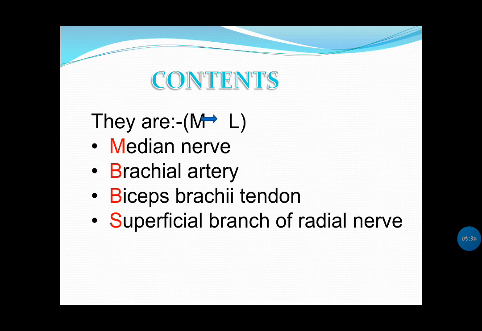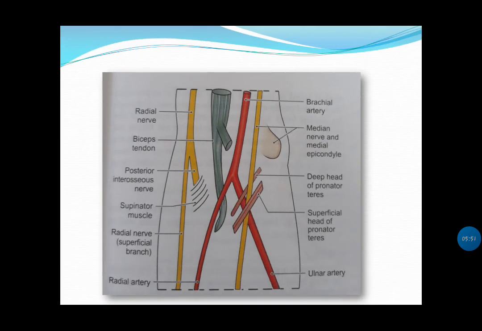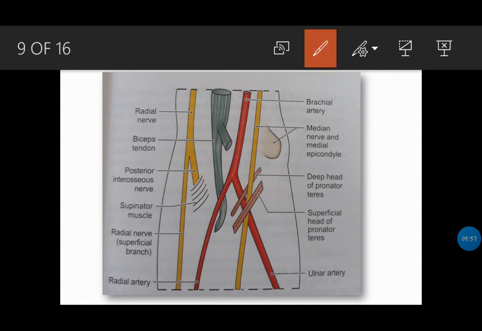So here this MBBS is the mnemonic to remember the contents of cubital fossa. M stands for median nerve, B for brachial artery, another B for biceps brachii tendon, and S for superficial branch of radial nerve. So this is the diagram that represents the contents. So let's see them.